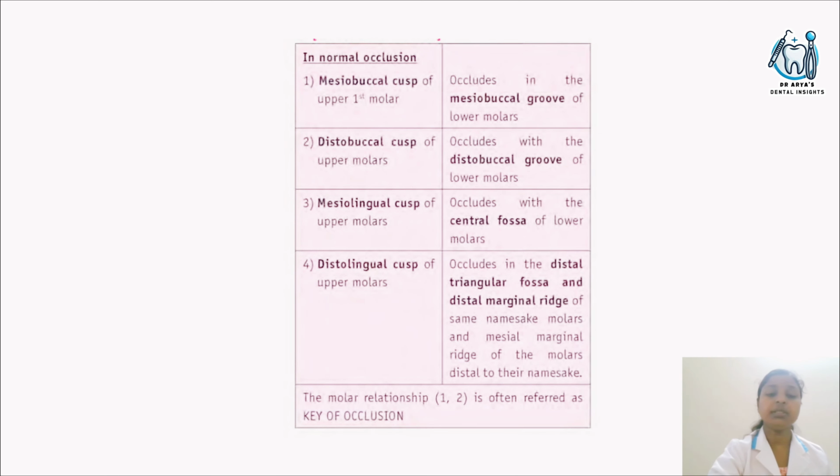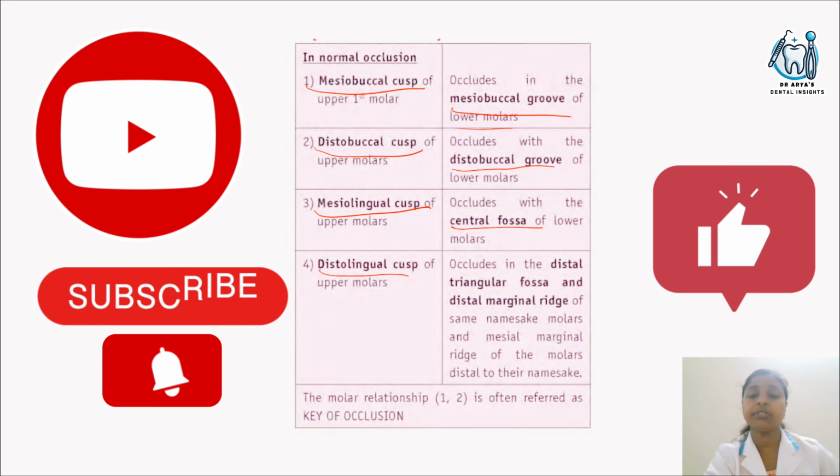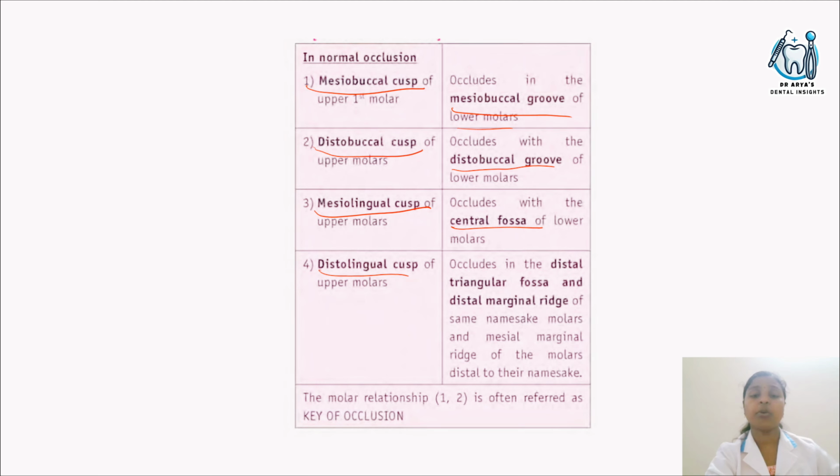In normal occlusion, the mesiobuccal cusp of maxillary first molar occludes in the mesiobuccal groove of lower molars. Distal buccal cusp of upper molars occludes with the distal buccal groove of lower molars. Mesiolingual cusp of upper molars occludes with central fossa of lower molars. And distal lingual cusp of upper molars occludes in the distal triangular fossa and distal marginal ridge of the namesake molars and mesial marginal ridge of molars distal to the namesake. So molar relationship is often referred to as the key of occlusion.